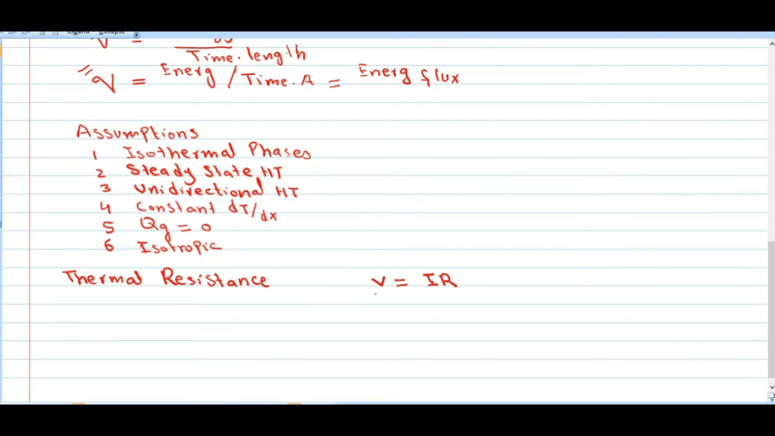V is the difference in voltage, I is the current, R is the resistance of the electrical conductor, and R is equal to the voltage drop V divided by the flow of electricity, that is the current I.